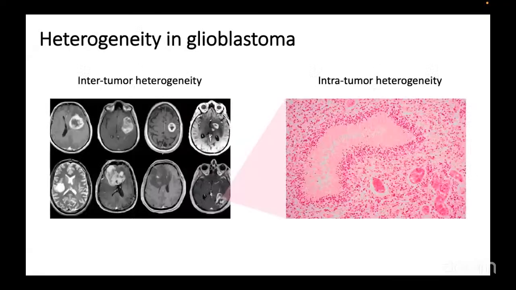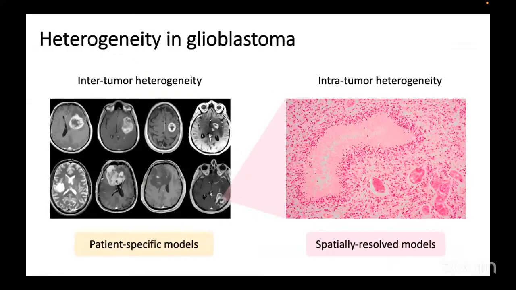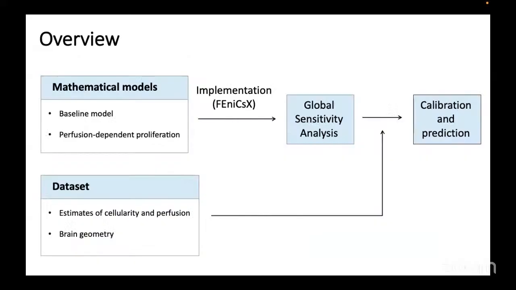So the challenge we face when modeling this tumor evolution is to take into account both kinds of heterogeneity. For the first one, it's really important that we do patient-specific models to take into account the individual response of each patient or tumor to the different stimuli or treatment. And to take into account intratumor heterogeneity, it's important that we do spatially resolved models in which we can somehow reproduce these structures.